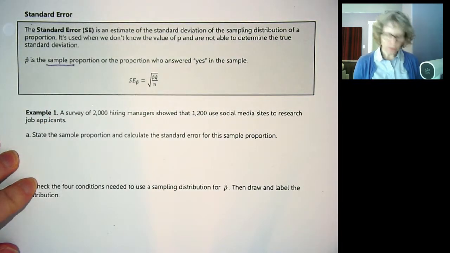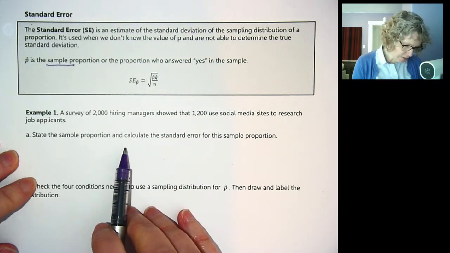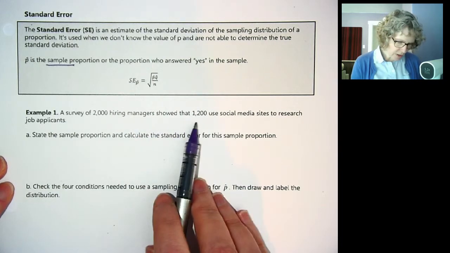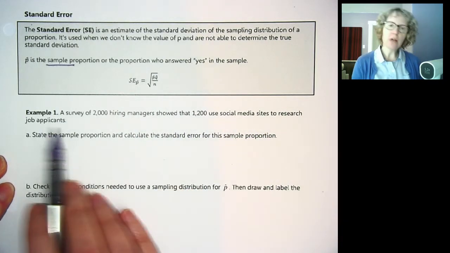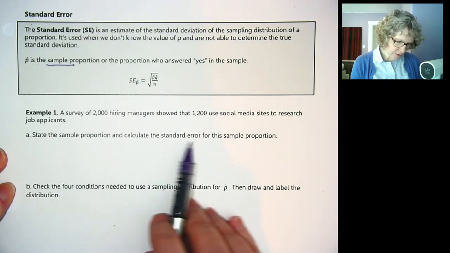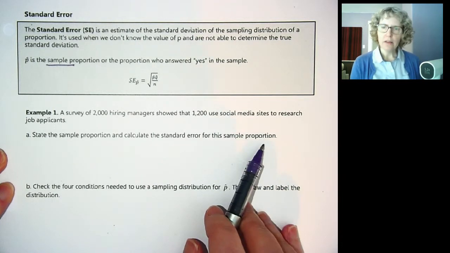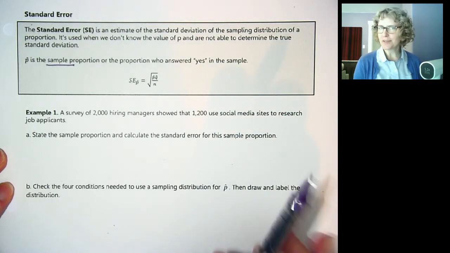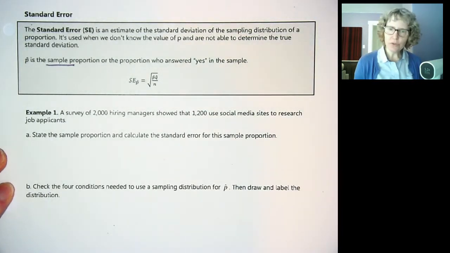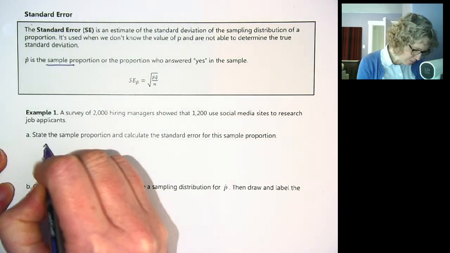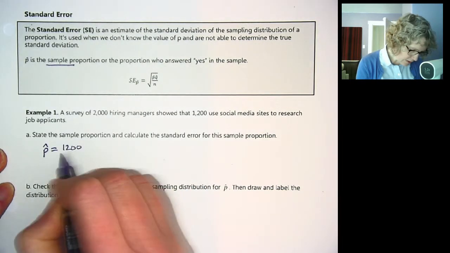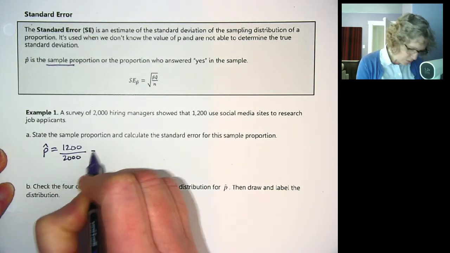Okay, so let's do an example where we calculate this standard error. A survey of 2,000 hiring managers showed that 1,200 use social media sites to research job applicants. State the sample proportion and calculate the standard error for this sample proportion. Okay, so this is a great problem because it doesn't give us the proportion right off the bat. Sometimes it will give you the percentage or proportion. Sometimes it gives you the number. So we have to calculate our p hat in this case, which is the number who said yes, 1,200, out of the total, which is 2,000.